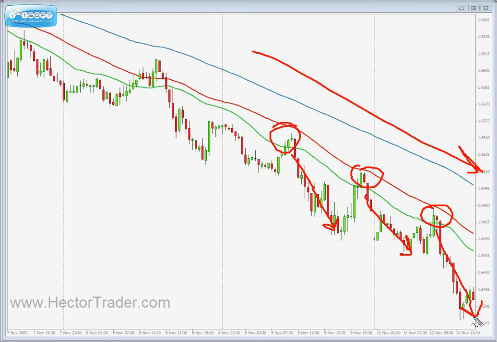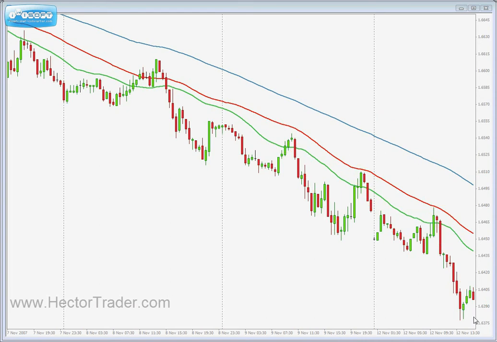Reversal formations at the dynamic area of resistance or support in the direction of the main trend is one of my main trading strategies. I will elaborate on those reversal formations in chapter number 3, like I say, but in this video I want you guys to understand the importance, at least as far as my trading approach goes, of the area between the 30 and the 50 simple moving average.